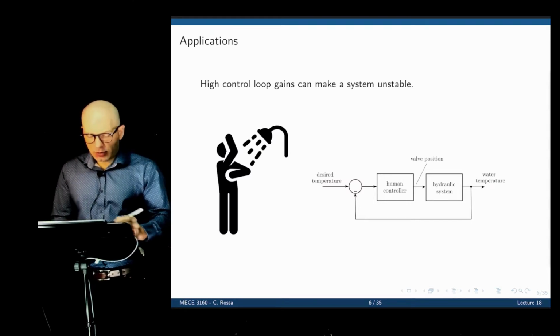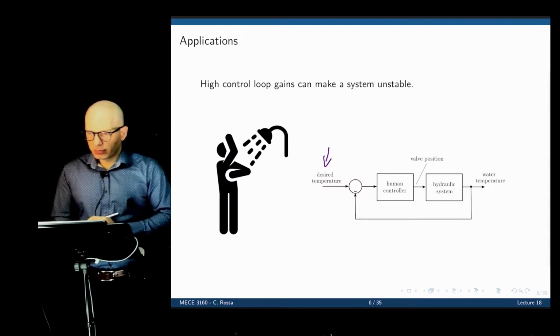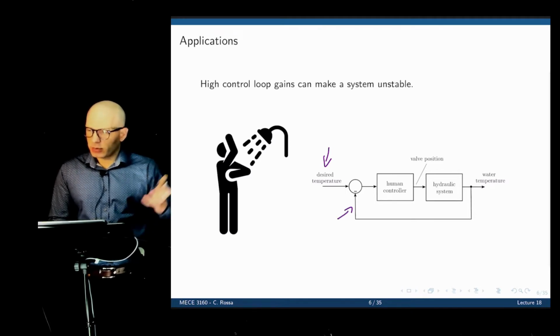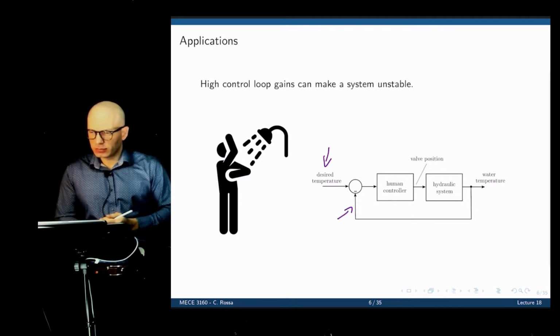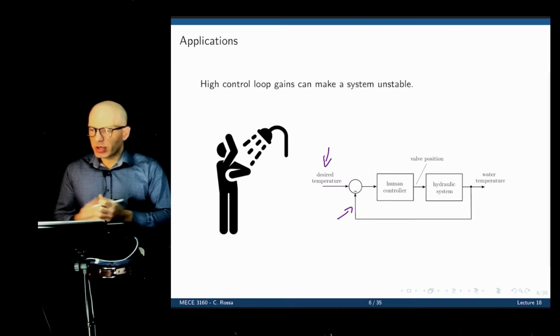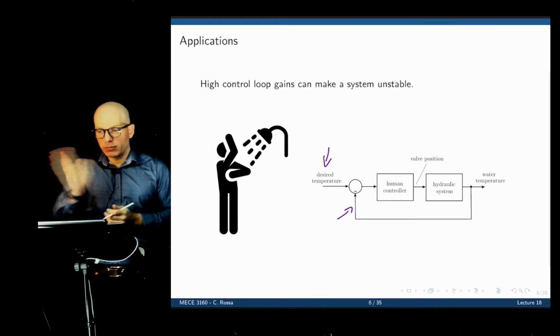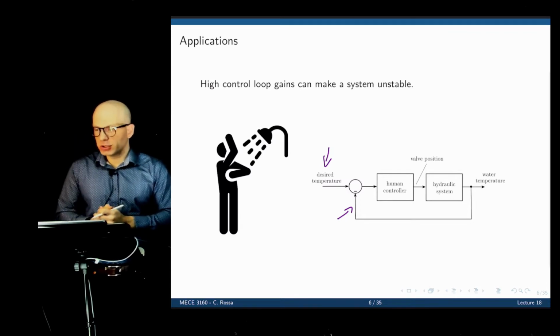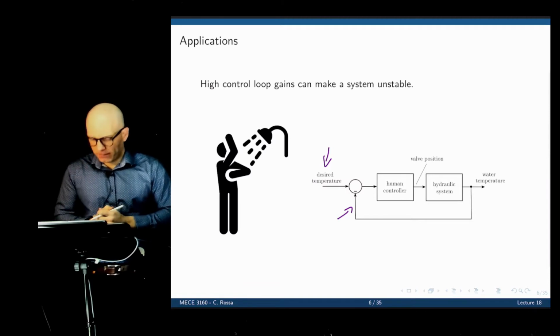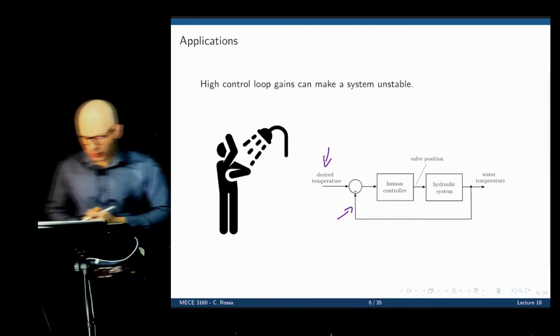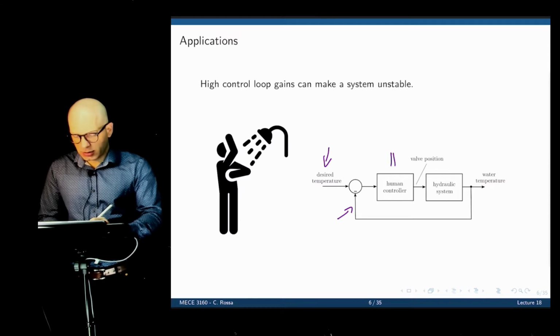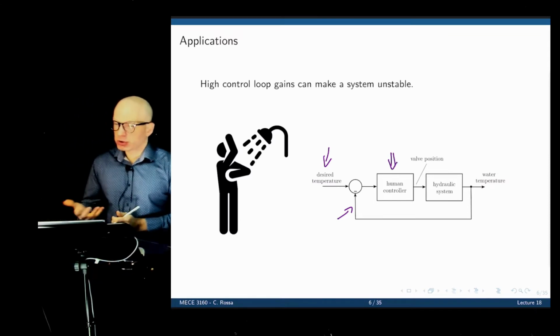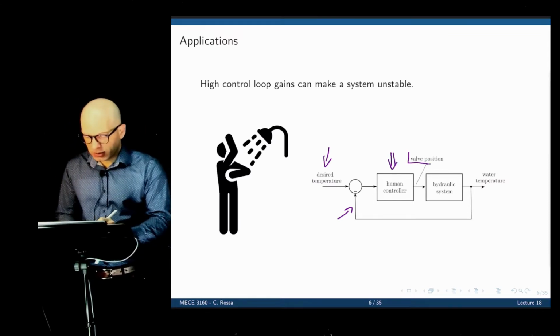So in our head, we have a desired temperature. We take a look at how the water feels, right? That's our sensor, and we create an error. If the water is too cold, well, we move the valve to the hot position. If it's too hot, we go the other way. That's a negative feedback loop. I said the controller here is the human itself. The output of our control action is the valve position.